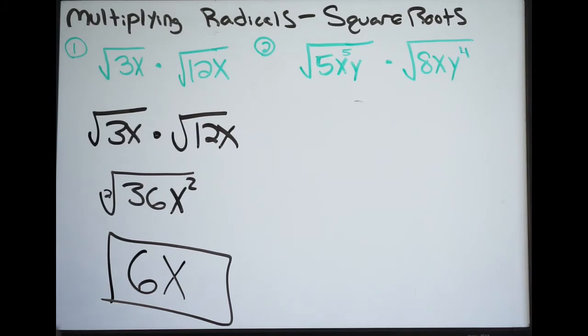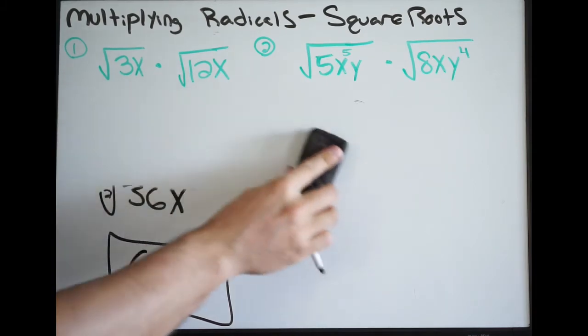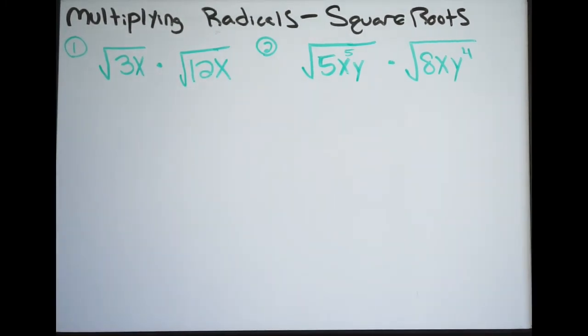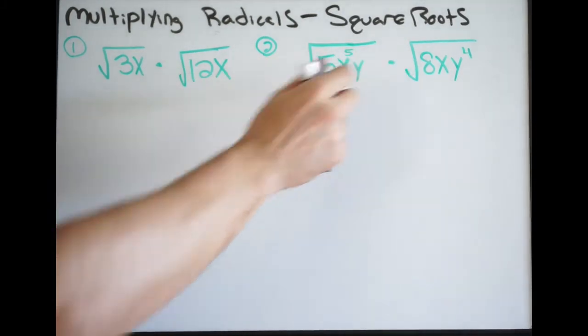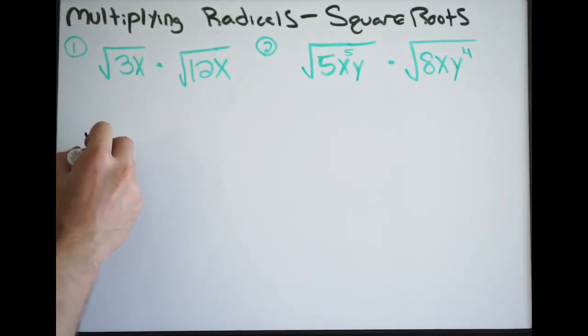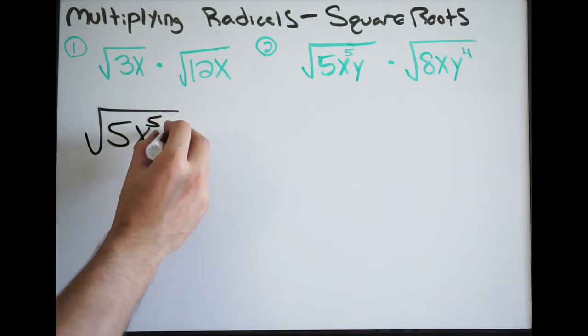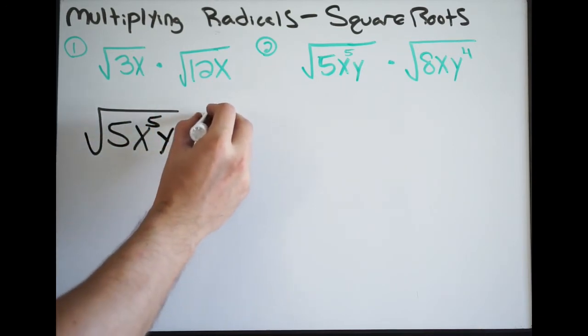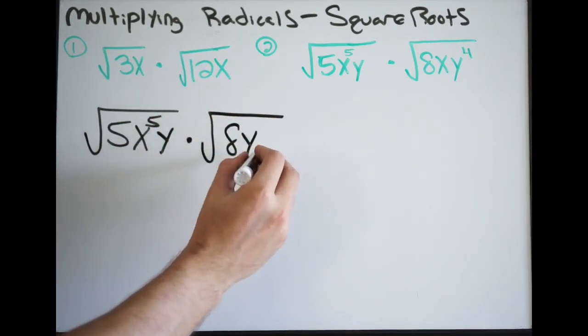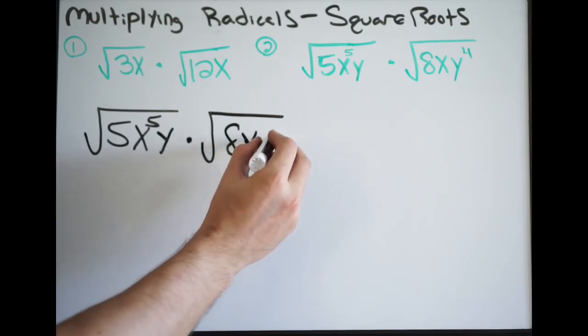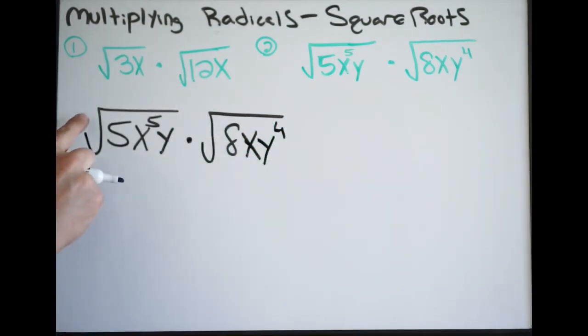Number 2 is a little bit different. Let's go ahead and erase this. Just doing number 2 now. Check to make sure that your indexes are the same. In this case they are. It's 2 and 2. So let's go ahead and rewrite this. We get the square root of 5x to the 5th y, times the square root of 8x y to the 4th. Again, my indexes are the same. It's 2, meaning we can go ahead and combine these using multiplication.